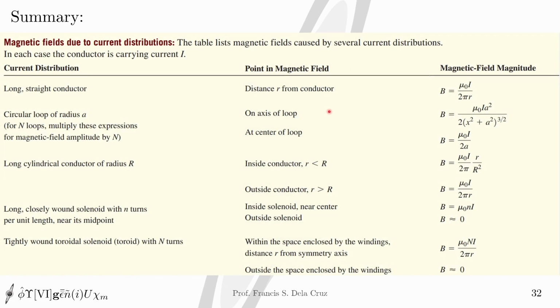Also, I put a summary of basic current distributions. You have a long straight conductor, a circular loop, a long cylindrical conductor, a solenoid, and a toroidal solenoid. You have the magnetic field magnitude for all of these, and the observation points for the magnetic fields.